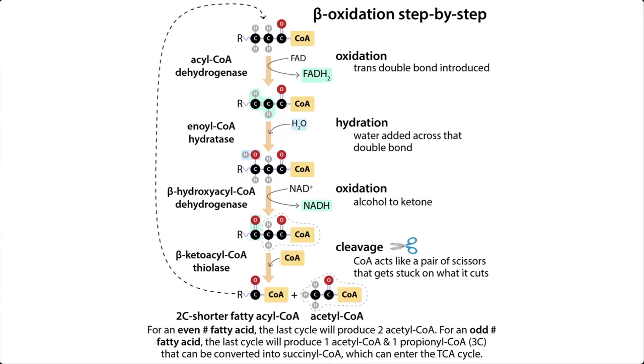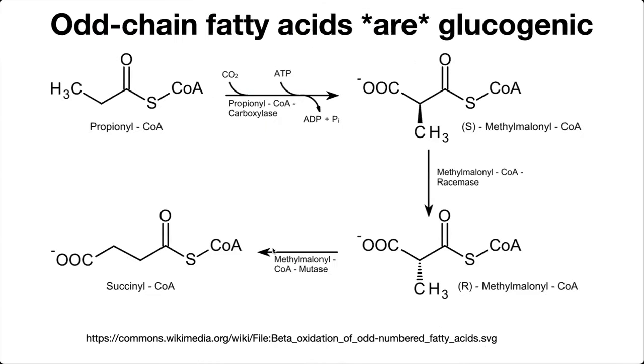But if you think about an odd chain fatty acid, now you cut it and cut it and cut it, and you're left with one acetyl-CoA and one propionyl-CoA, which is that three-carbon intermediate, which can get transformed into succinyl-CoA, which can then enter the tricarboxylic acid cycle. And this can be used to replenish the pathway intermediates if you were to go, say, and take malate out to make oxaloacetate to make glucose.